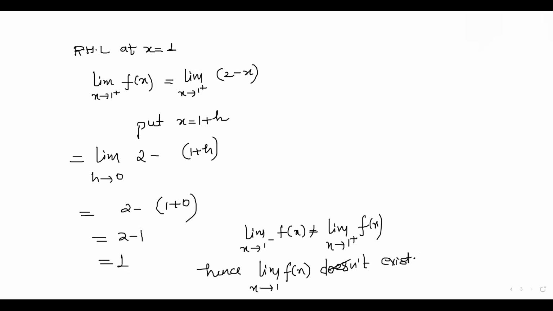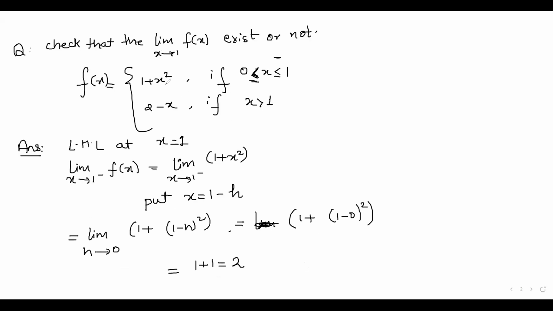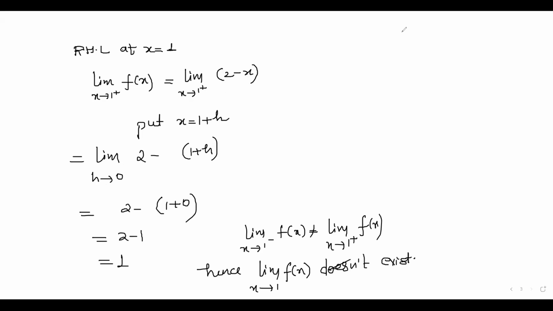So why are we taking 1 plus x square in LHL? Why not 2 minus x? It's a good question. Please check here. Here we are saying LHL. LHL means 1 minus. What is meant by 1 minus?